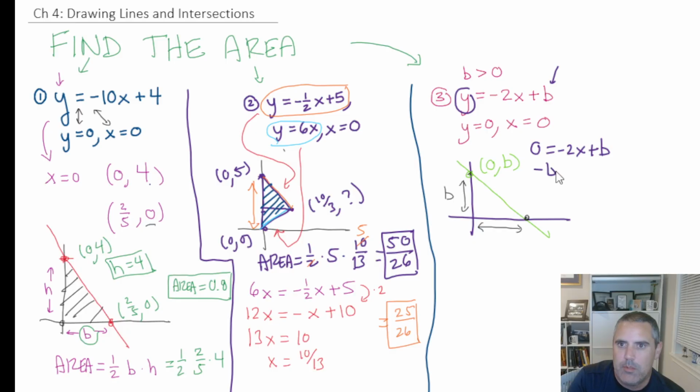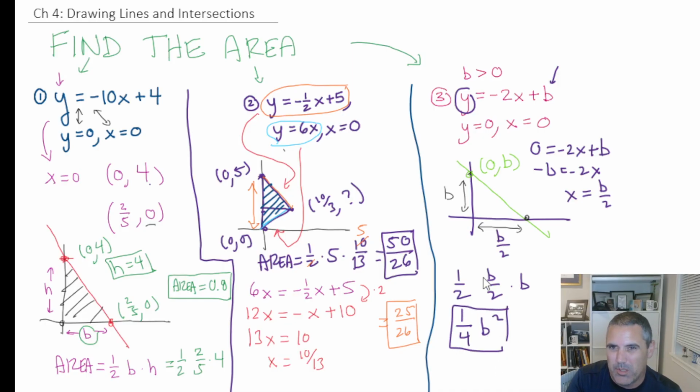I'm going to get negative b is negative 2x. I'm going to get x is b over 2. That's this point. This is b over 2. And the area is 1/2 the base, which is b over 2, times the height, which is b. And so now I can write the formula, 1/4 b squared. That's kind of cool. We found a general formula no matter what this is.